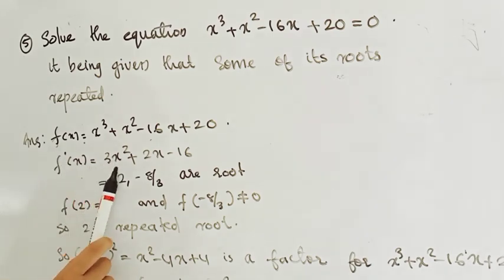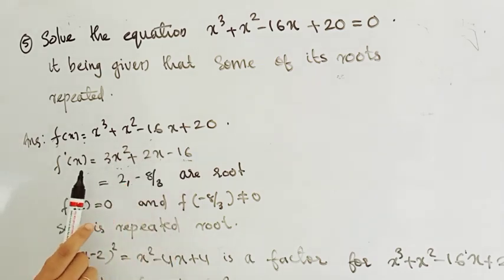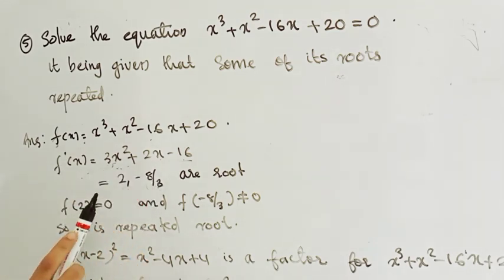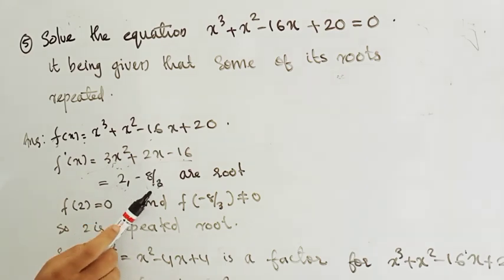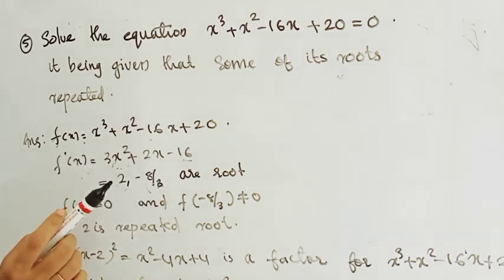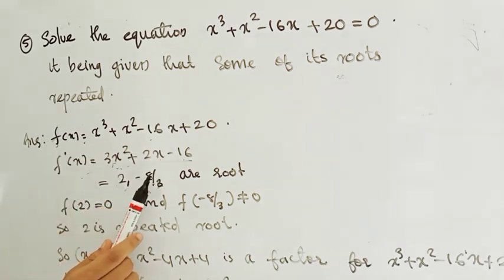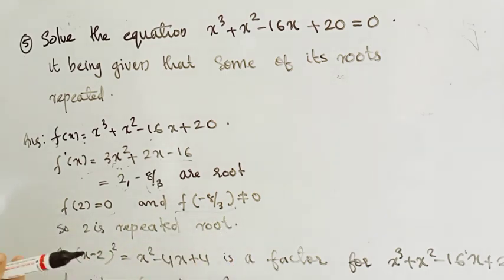f dash of x equal to 3x square plus 2x minus 16. By solving this quadratic equation, we will get 2 and minus 8 by 3. So 2 and minus 8 by 3 are the roots of f dash of x. One of these roots will be a root of f of x too, since roots are repeated. While checking f of 2 and f of minus 8 by 3, we get f of 2 equal to 0, and f of minus 8 by 3 is not equal to 0. So we can conclude that 2 is a repeated root.